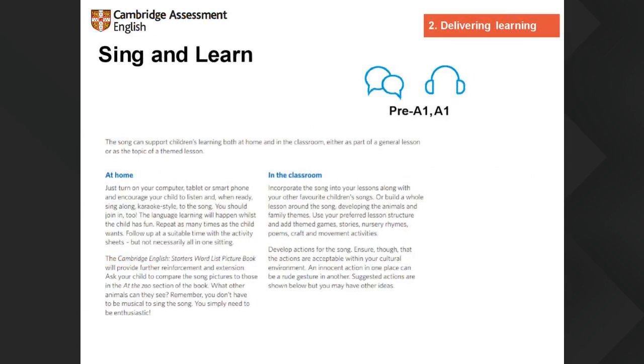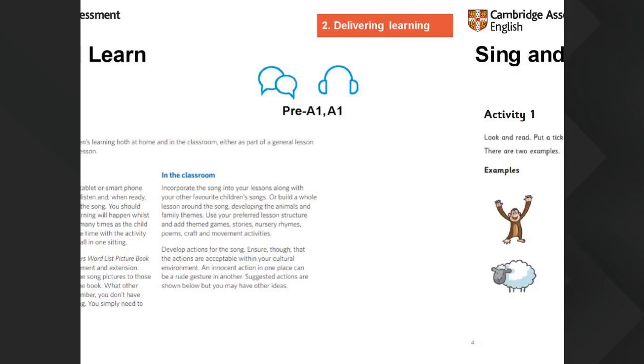And here is the sort of back end stuff. So an explanation for you as teachers or for parents as to how to use these. Exactly. How to use them and the purposes of each song for the students.